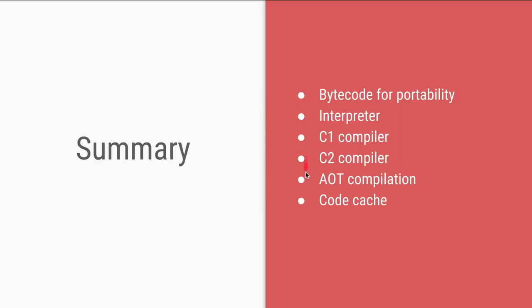And all of this compiled code is stored in the code cache, which as of Java 8 is 240 MB.